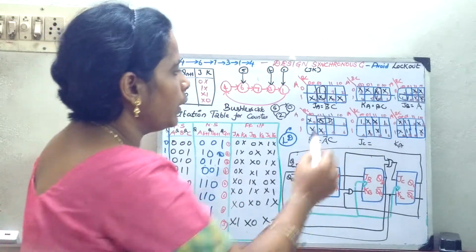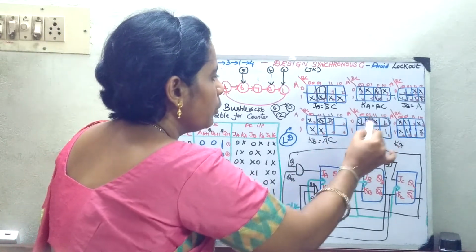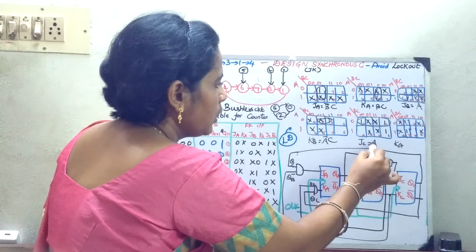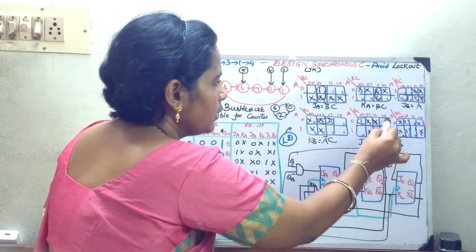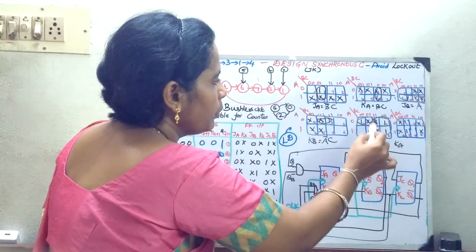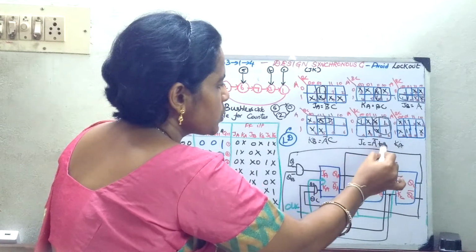Now how you can group it? I can go in for a 4 cell grouping. What will be the answer for this? It is A bar. Then this I can go in for a 4 cell grouping. What will be the answer? It is the first variable B.